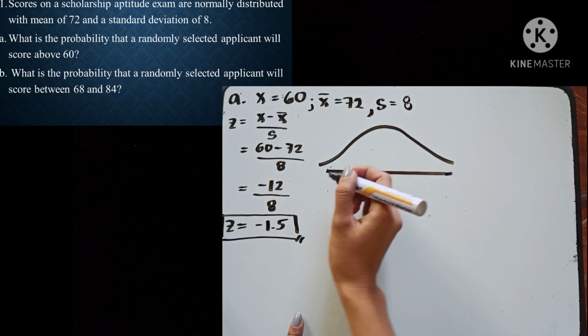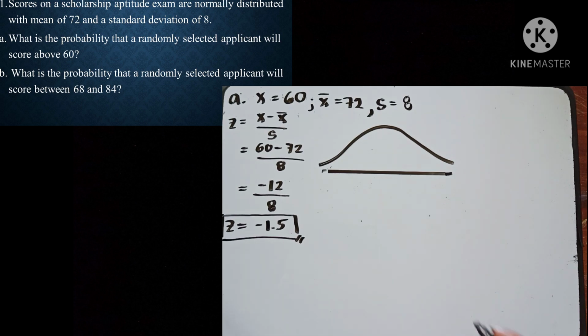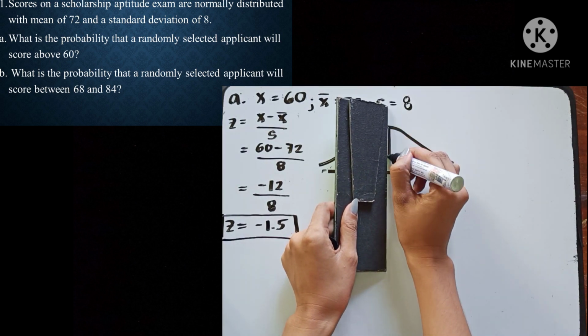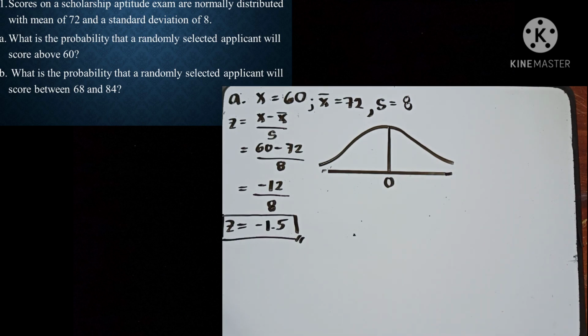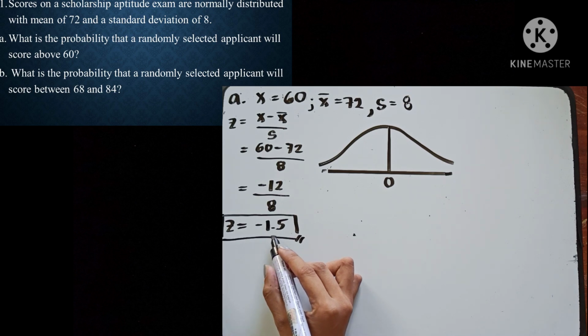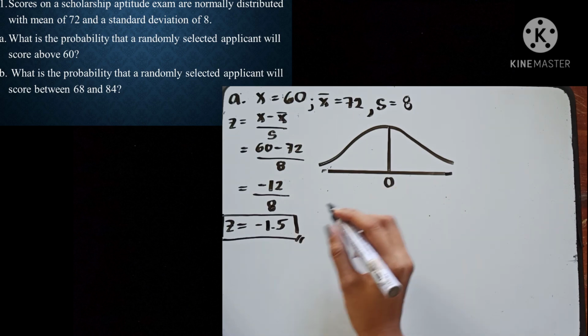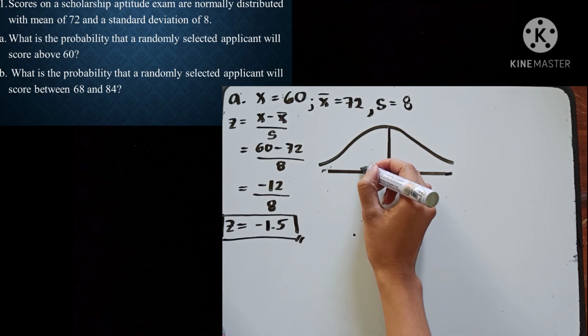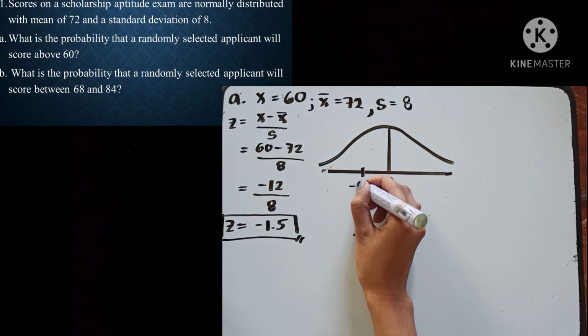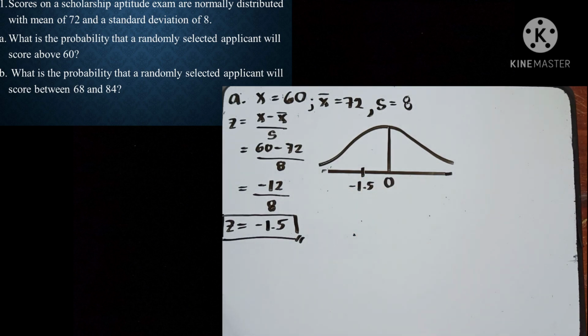Okay? So, sketch lang po natin ang ating normal curve. Igitna si 0. Sana gitna. Okay, so next, ilagay si negative 1.5 which is ayun yung z na nakuha natin or z-score na nakuha natin. So since this is negative, ibig sabihin nasa left side. So negative 1.5. Okay, so next is analyze. Analyze natin yung letter A. Sabi dito, what is the probability that a randomly selected applicant will score above 60?